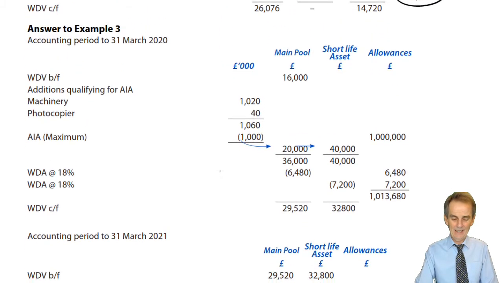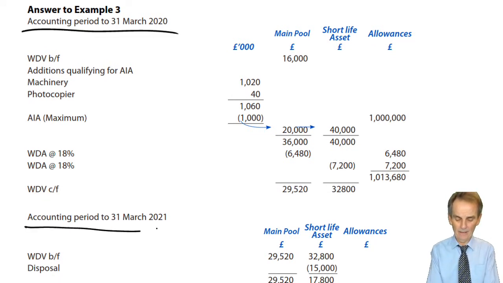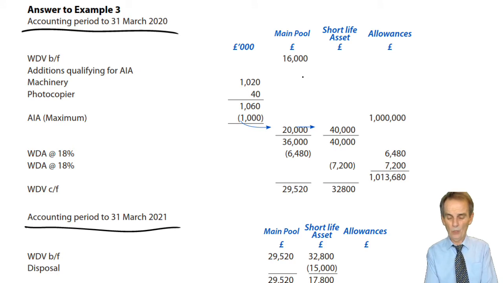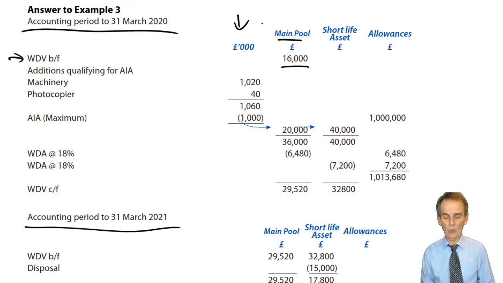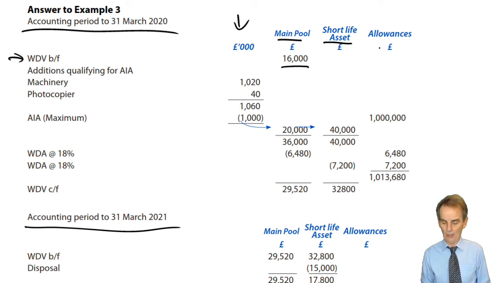Okay. Example 3. Again, 2 accounting periods to deal with, March 2020 and March 2021. What are we told? Main pool, £16,000, is your tax written down value brought forward. As ever, a value column in which to record the purchases, and because they're so big here, that's in thousands of pounds as we'll record it. We know that we've got a short life asset, the photocopier, that is going to be kept separate to the pool. We make the depooling election. So we set up its column.